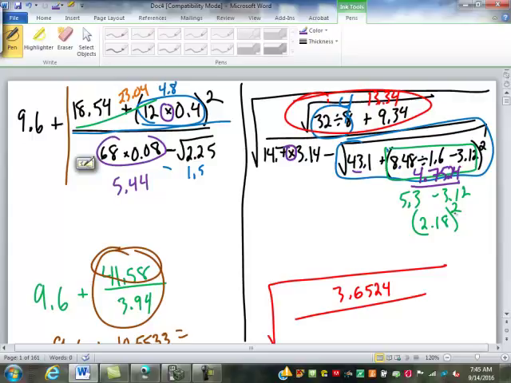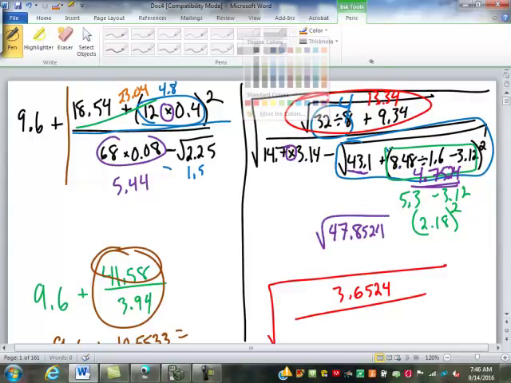So we have 43.1 plus 4.7524 is 47.8524. We got to square root that. What's the square root of that? 6.9 something. 6.9175. Okay, so that's the square root.